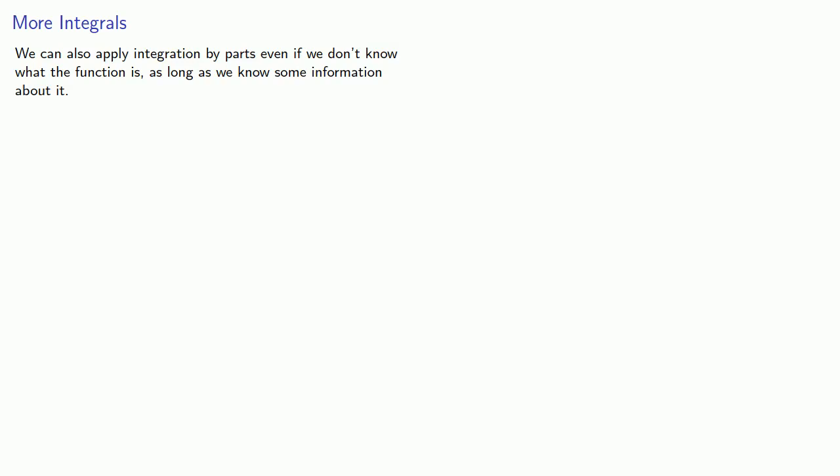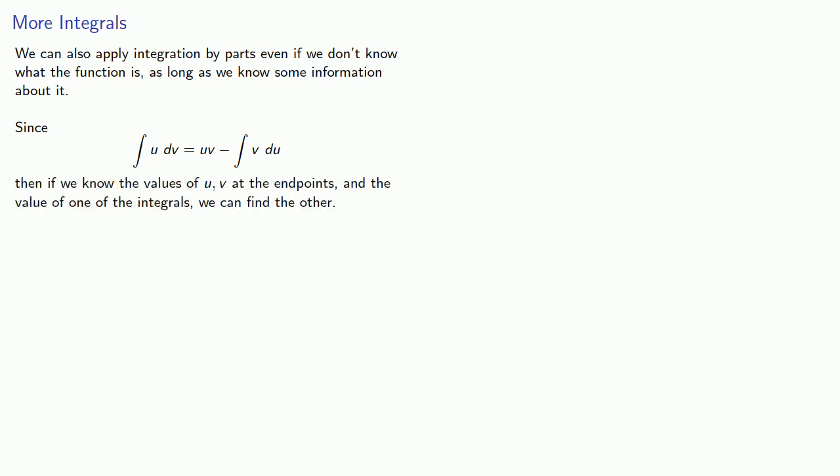We can also apply integration by parts even if we don't know what the function is, as long as we know some information about it. Since the integral of u dv is equal to uv minus the integral of v du, then if we know the values of u and v at the endpoints, and the value of one of the integrals, we can find the other.